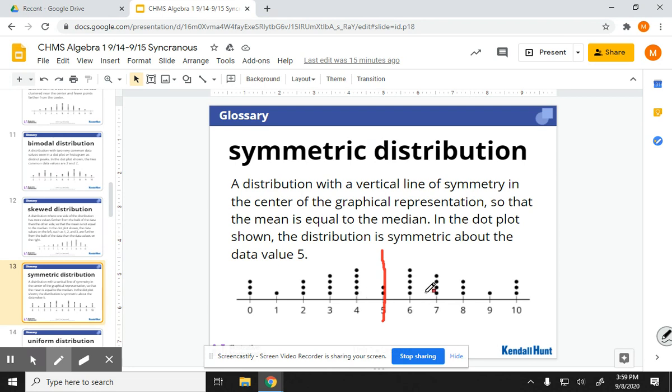So the 4 has the same number of dots as the 6. The 3 has the same number of dots as the 7. The 8 has the same number of dots as the 2, the 1 and the 9, and the 0 and the 10. So that's why it is symmetric. It's symmetrical on both sides, our data.